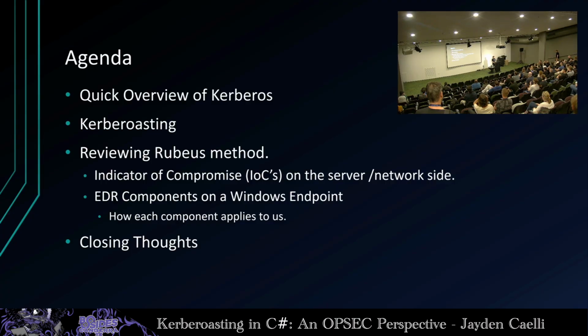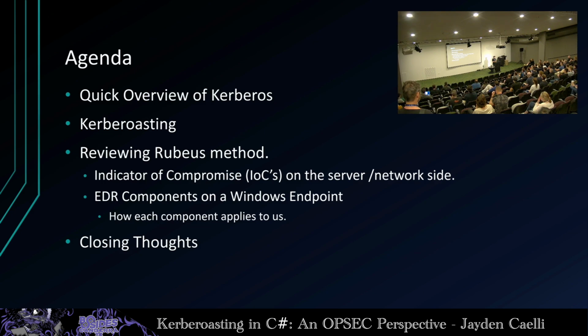So firstly, I'll give a quick overview of what I mean by Kerberos. Then go into what is Kerberoasting, the actual attack. And then I'll review probably the most common C# tool that everyone uses, called Rubeus. I'll first go through the indicators of compromise on the server and network side. So really just talking about the most obvious signatures that can be used to detect Rubeus doing a Kerberoasting attack.